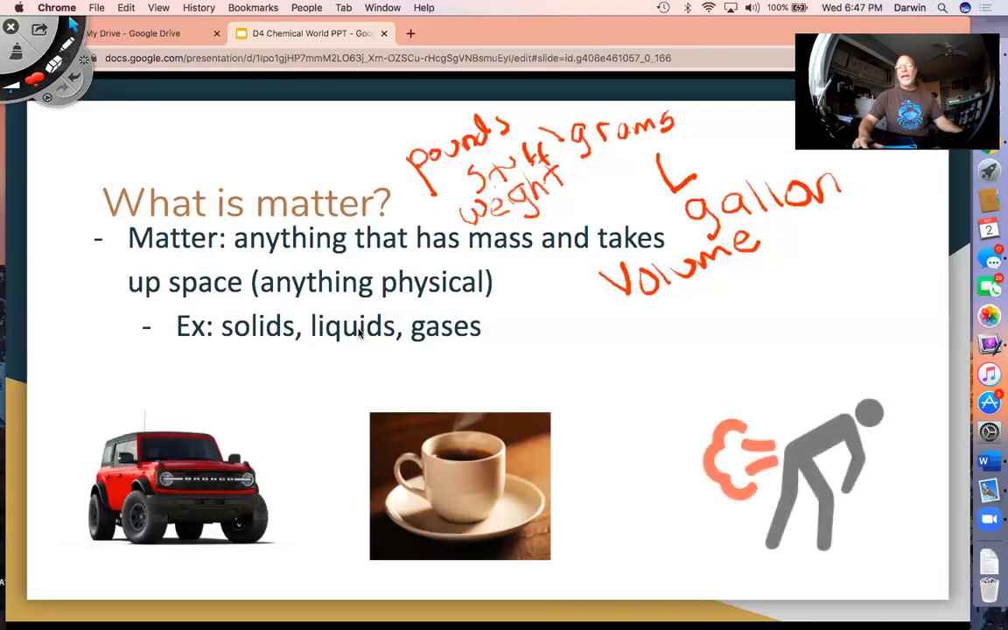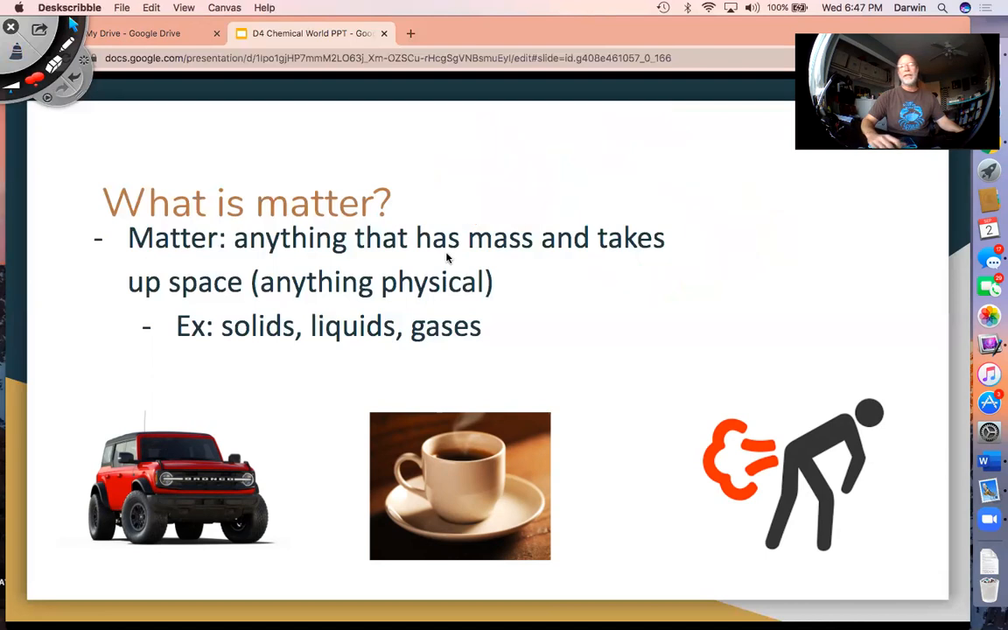And then our last one, yes, when you pass gas, that gas that comes out is a real-life gas chemical, which we will work on in chemistry class.